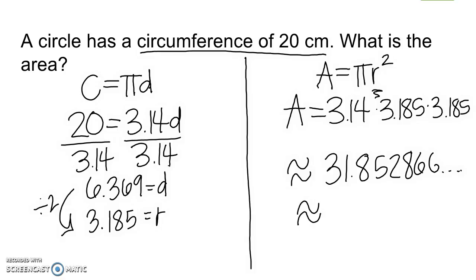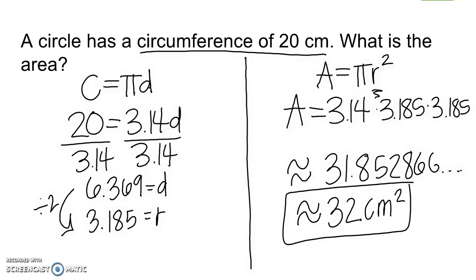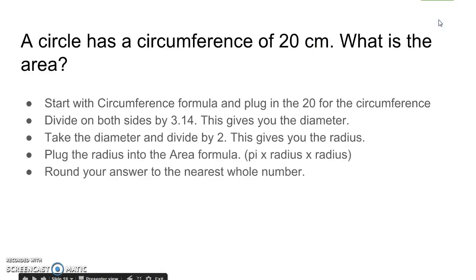So rounded to the nearest whole number would be 32 centimeters squared. Okay, so our process again, starting with circumference, I find the diameter by dividing by pi. I get the radius by dividing by 2, and then I plug that in the area formula. I've typed up the directions here, so if you need to read all that, you can hit pause and just refresh your memory with that process there.